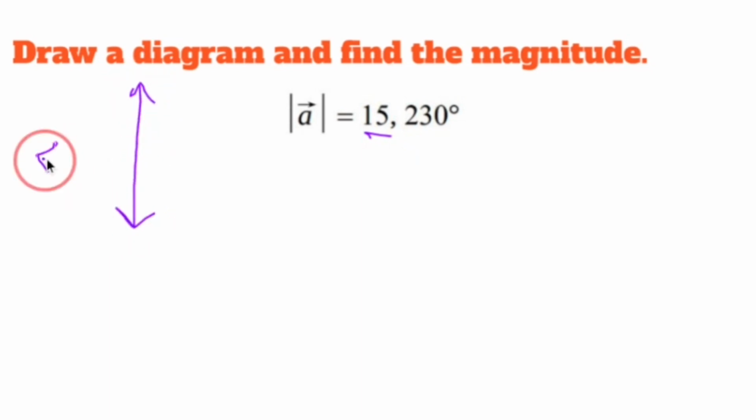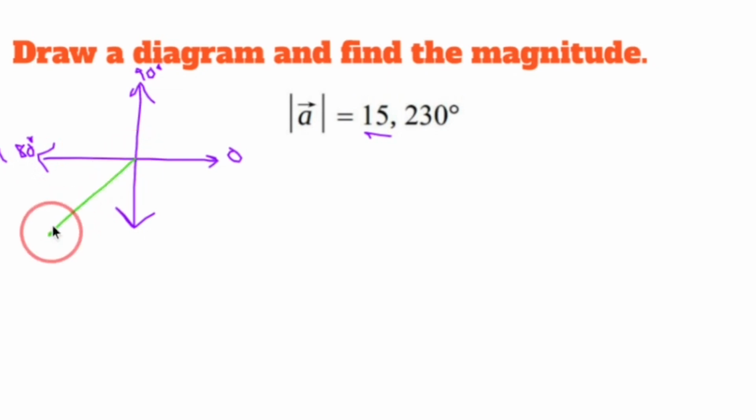This is me drawing a diagram. Okay, here's 0, here's 90 degrees, here's 180 degrees. 230 degrees is 50 more than 180. 50 degrees more than 180. And we could say that the length here is 15. So that's my magnitude. Let's double check that, though, using some knowledge that we have based off of components.